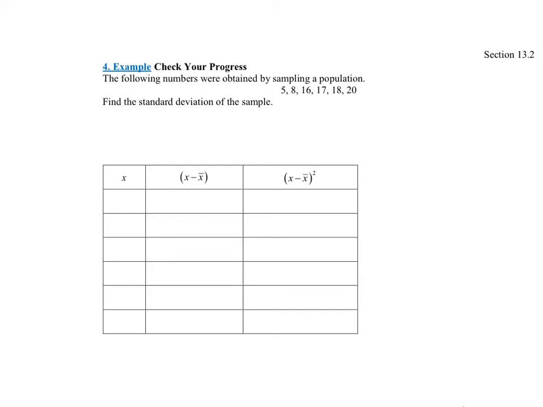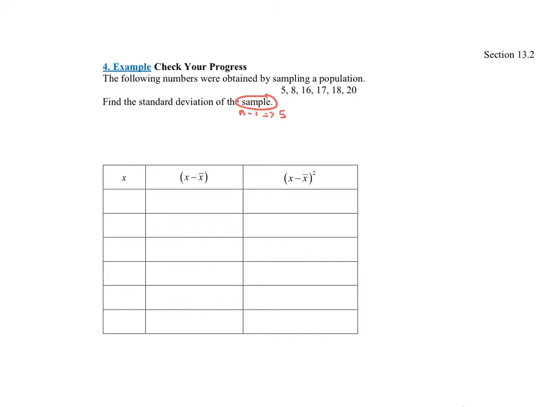Alright, let's try another example of finding the standard deviation by hand. It says the following numbers were obtained by sampling a population: 5, 8, 16, 17, 18, and 20. Find the standard deviation of the sample. First thing I want to note, this is a sample. So what does that mean? That means we're going to divide by n minus 1, or the number of items there are, minus 1. There's 1, 2, 3, 4, 5, 6, I see. So we're going to be dividing by 5 when we divide.